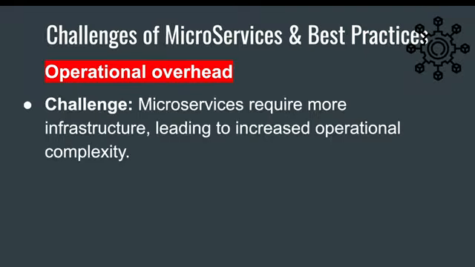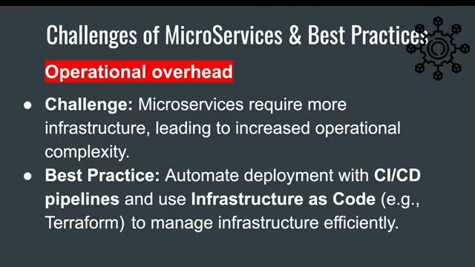And operational overhead. So what is the challenge here? Microservices require more infrastructure, and that leads to increased operational complexity. In this case, we can automate deployment with CI/CD pipelines and use infrastructure as code. For example, you may have heard about Terraform. Using Terraform, we can manage infrastructure efficiently. If you define a script in Terraform, it will take care of how to create the resources, and Terraform will maintain the state of the resources as well.